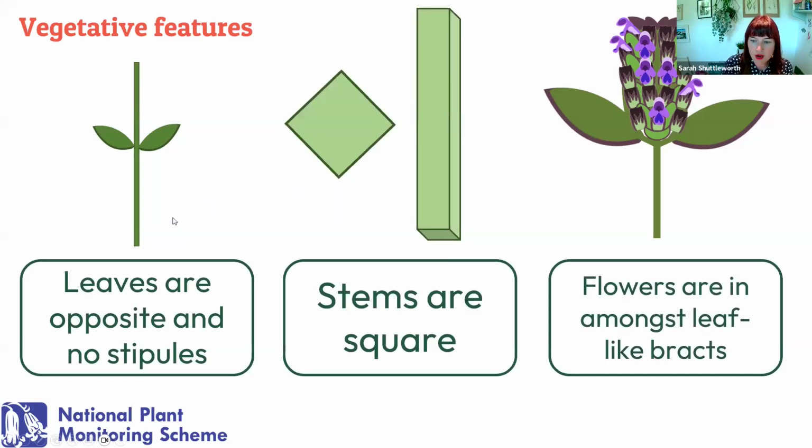And the flowers are nestled in amongst leaf-like bracts. So although we don't have stipules, we do often have other leafy bits in between the flowers or around where the flowering head is. And those are the bracts.